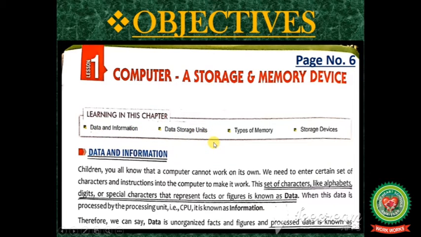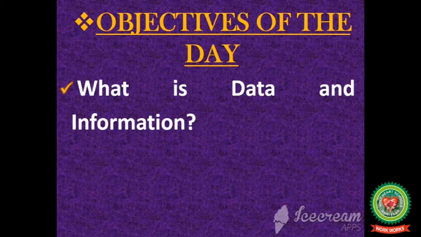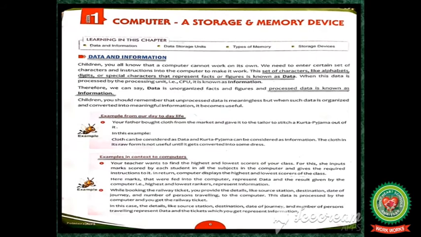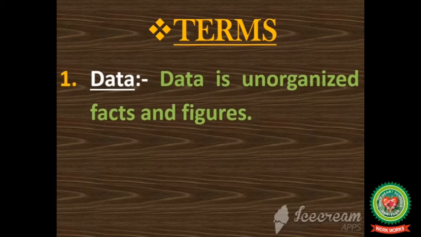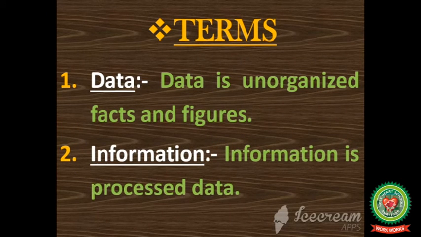So the main objectives of the day are: what is data and information and what are data storage units. So open page number 6 of your computer book. Before discussing our main topic, we will discuss the terms, and our first term is data. Data is unorganized facts and figures. Second is information. Information is processed data.